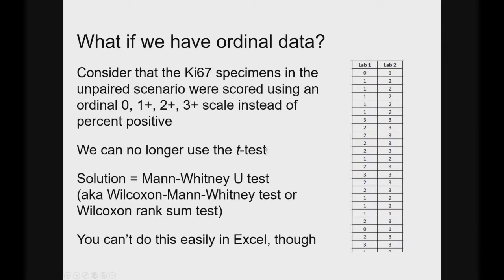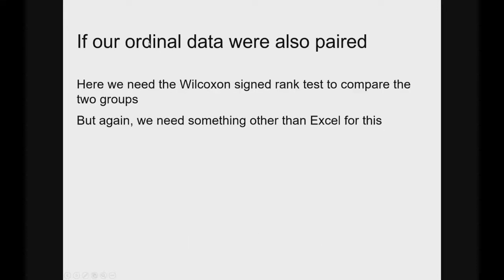This is ordinal data. So if you go to your Rosetta Stone, it says you need the Mann-Whitney U-test. You cannot do this in Excel. If our ordinal data were paired, then we need a Wilcoxon signed rank test. The same concepts apply: do you have independent or dependent data? And you have a different test in each case. Can't do this one in Excel.